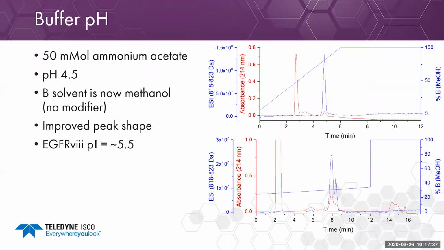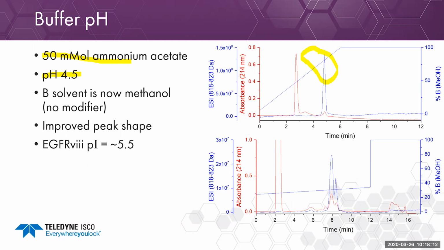Okay, peptides are a little different from small molecules in that they seem to be somewhat more sensitive to pH. So I'm going to try buffering the pH. I'm going to use 50 millimolar ammonium acetate at pH 4.5, and I can control that as this is a real buffer. Because I'm using ammonium acetate, I need to switch over to methanol to keep the ammonium acetate in solution. I run my scouting gradient because I changed the solvent and I changed the buffer.